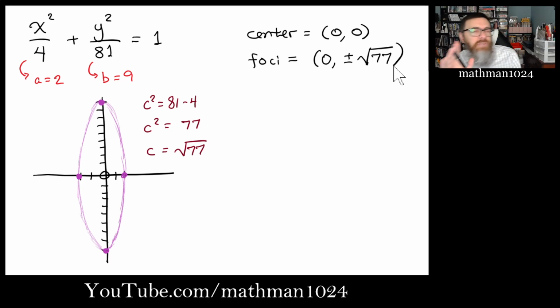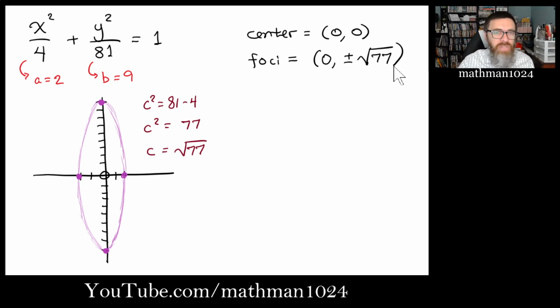Now here's something to kind of help you out. Sometimes you might get confused about whether or not you're supposed to add or subtract the a squared and the b squared. Well, think about this. If you were to add these guys, 81 plus 4 is 85. And the square root of 85 is something a little bit larger than 9. Not much larger, but it is larger than 9.